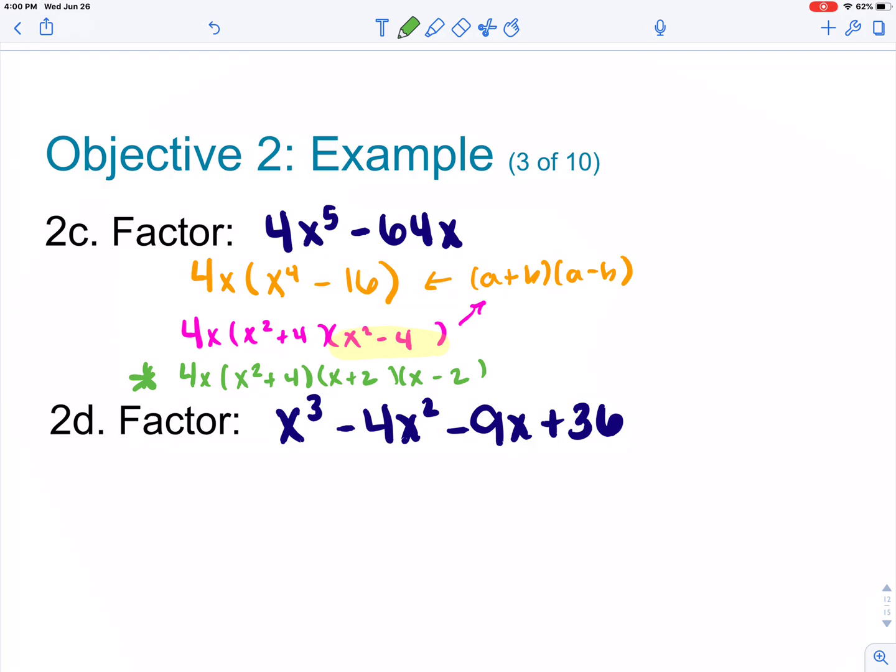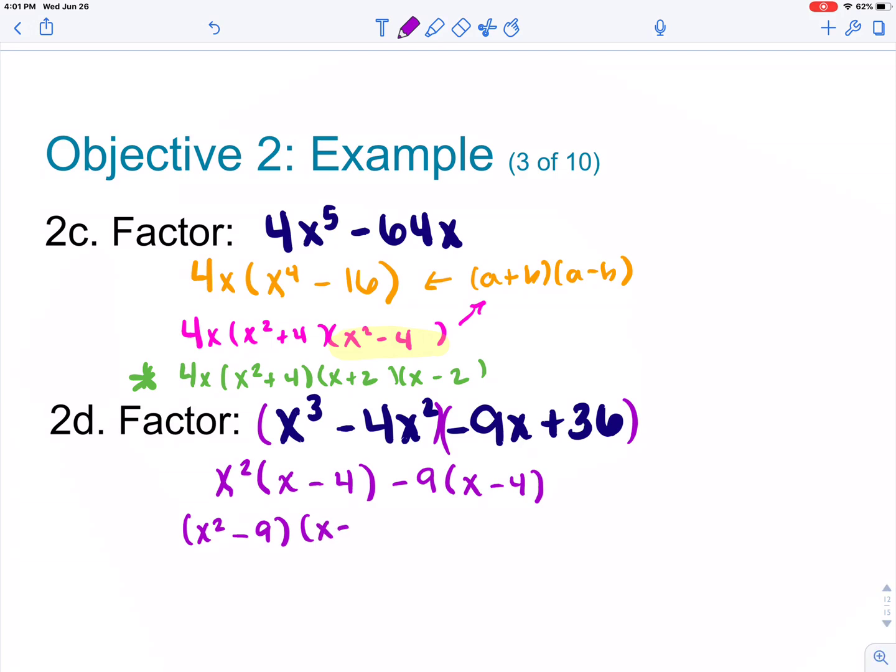Doesn't look like there's a common number that I can pull out. So the next step is I got 4 terms. So that means I'm grouping that one. So I'm going to put some parentheses around the first 2 and the back 2. I got an x to the 3rd and an x squared. So I'm going to pull out an x squared. Let's see, I get x minus 4. In the back, it looks like I have a negative 9 and a 36. So I'm going to pull out a negative 9. Negative 9 divided by negative 9 is x. 36 divided by negative 9 is 4. Okay, so they match. So I'm going to have x squared minus 9, x minus 4.